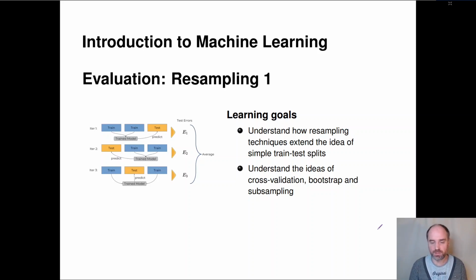So our learning goals for this section are understanding how resampling techniques extend the idea of simple train test splits, so simple holdout splits, and that they are simultaneously allowing us to reduce the pessimistic bias of a single holdout split and also additionally to drive down the variance of the performance estimator. I'll furthermore introduce here the basic ideas and the basic methodology of resampling strategies like cross-validation, like the Bootstrap and Subsampling, and we'll begin to discuss some simple properties of them. And we'll talk a little bit about stratification on top of that as well.